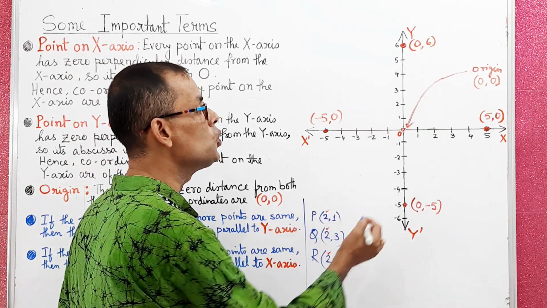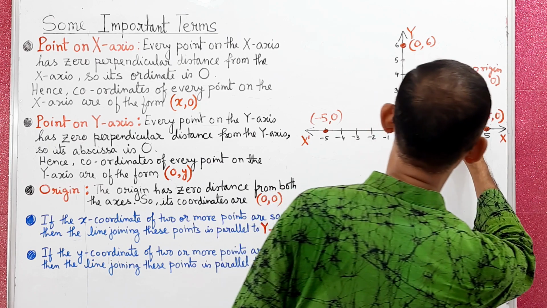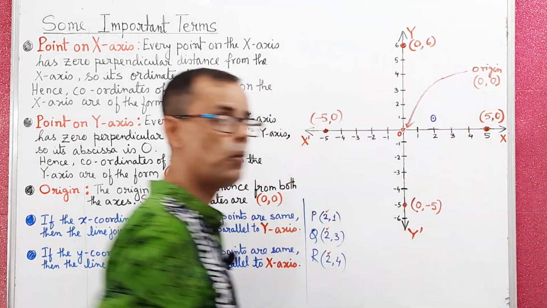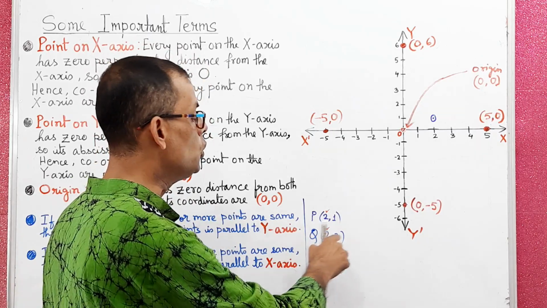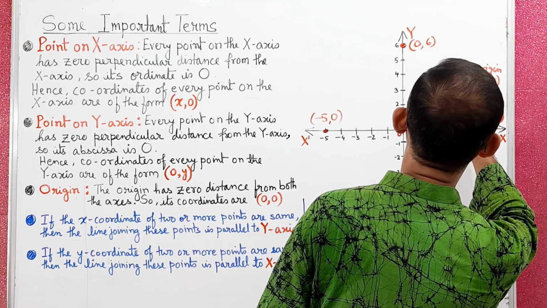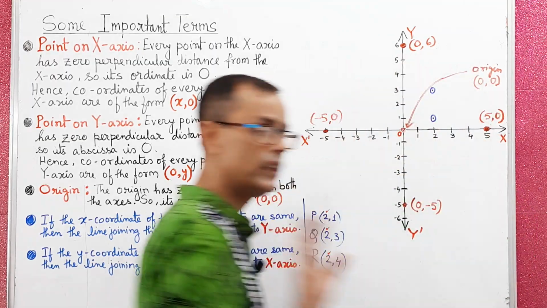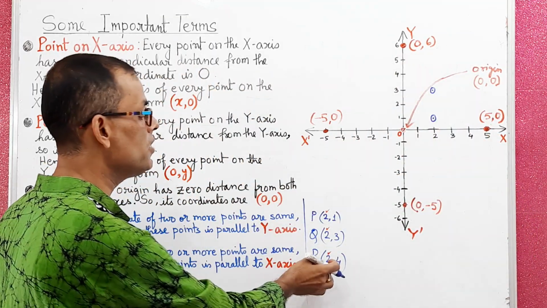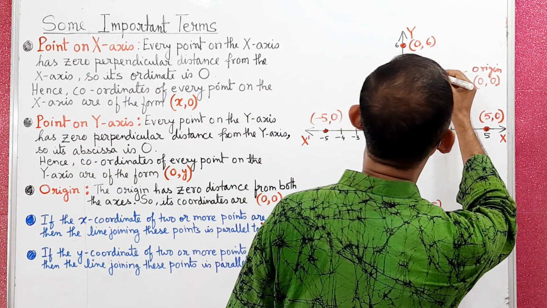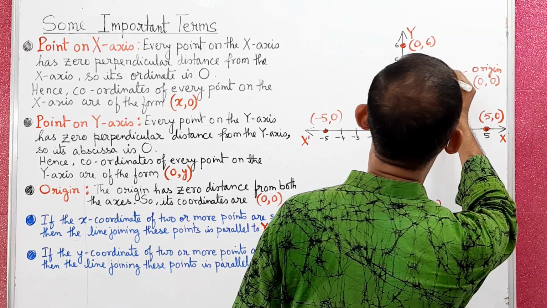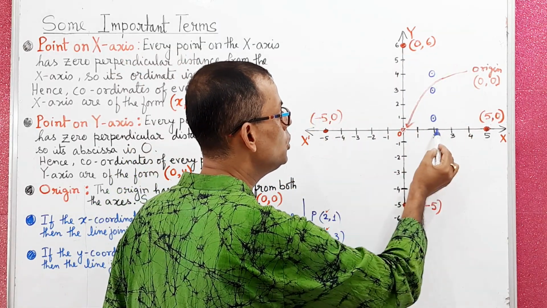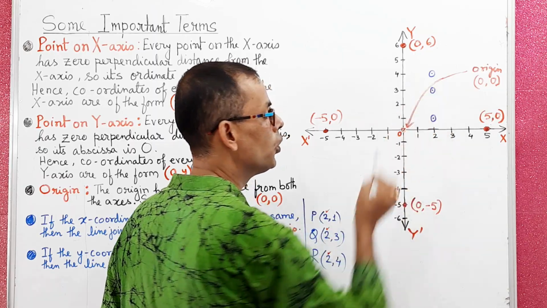So the first one is 2, 1. How will we plot? Let me come to the front. 2, 1. So this will be the point. Can you see? Then 2, 3. So 2 and 3 will be somewhat here. Okay. And the next one is 2, 4. So 2 and then 4. Let me come in front and plot it. So like this, see? 2, 1. 2, 3. 2, 4.